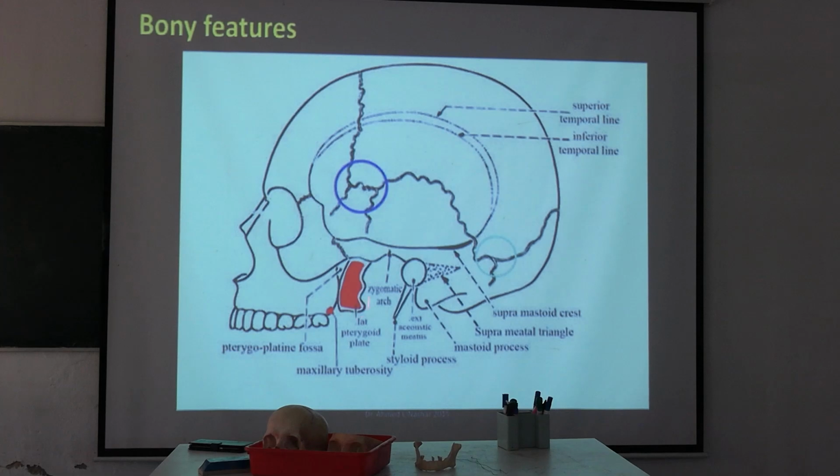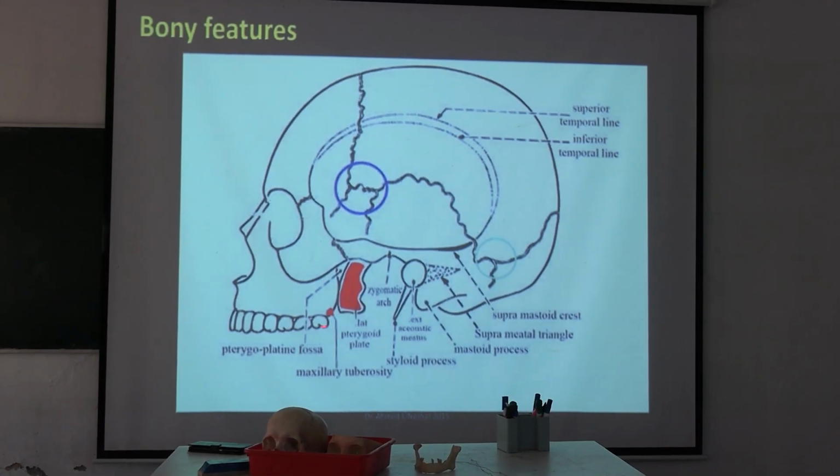And these are the lateral plate. Here we have removed the mandible, so this part here will be the mandibular fossa. Here is the lateral pterygoid plate. This part is forming the infratemporal fossa.